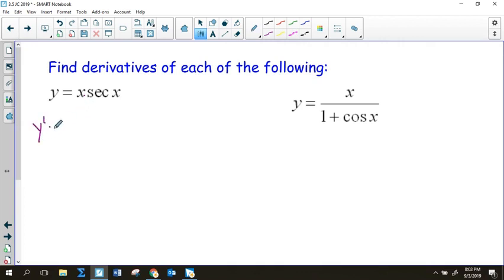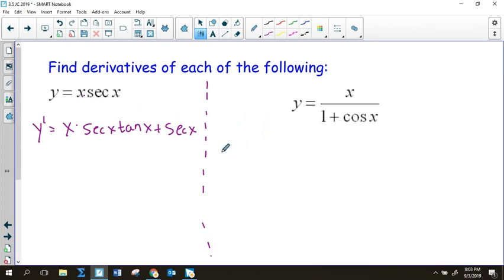So this is a product rule problem. So we're going to do first times the derivative of the second, and the derivative of secant is secant x tangent x, plus the second, which is secant of x, times the derivative of the first, which is just 1. So that is actually the derivative of that one there.